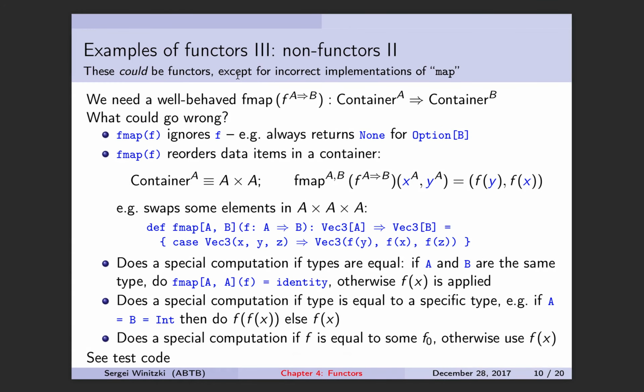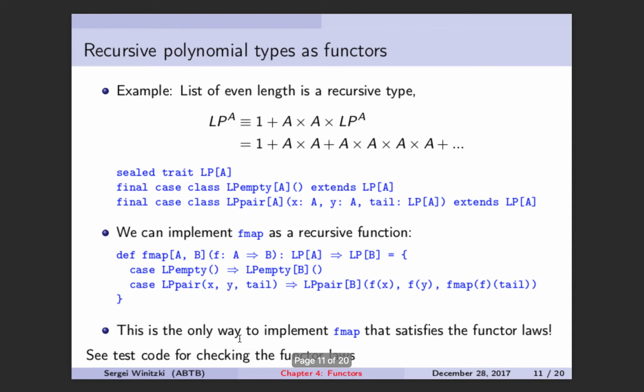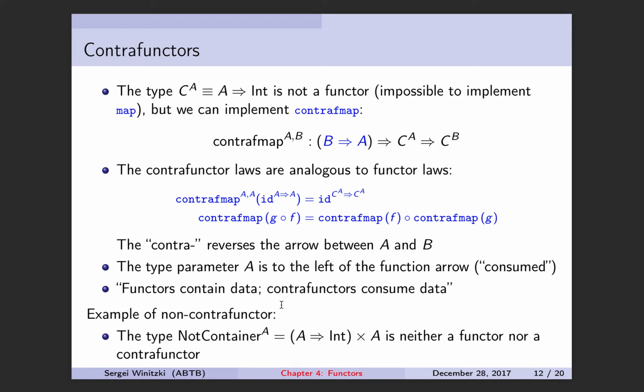More non-examples are containers that could be functors except that map is incorrectly implemented. So I show what to avoid when implementing the map function. I also give an example of a recursive type and how to implement the map function for it. So in all these examples there is code that shows how that works.